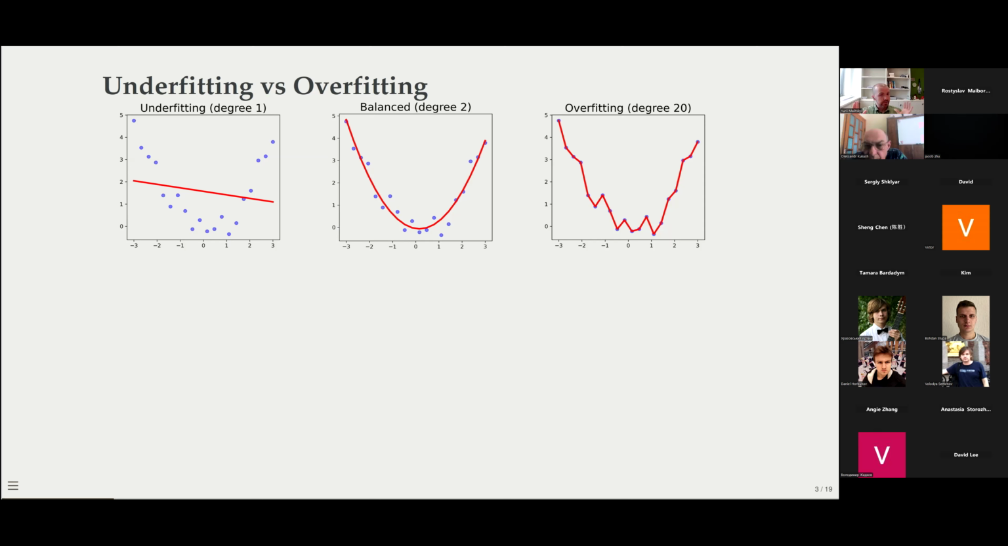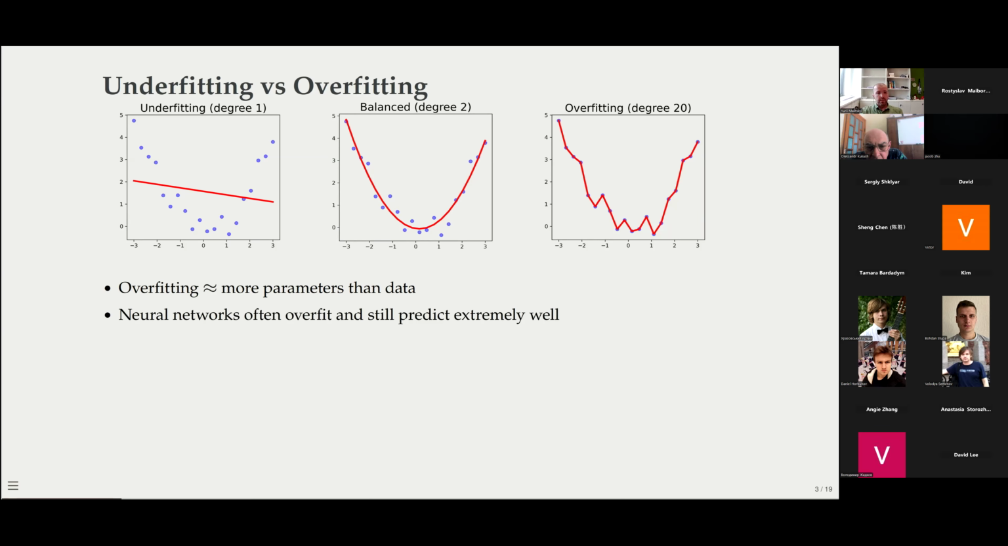And this was a very standard paradigm for classical statistics, classical machine learning. But let's see what we have nowadays. Overfitting means more parameters than data. At the same time, neural networks use many parameters, but somehow they still predict extremely well. So it's not very clear what's going on.